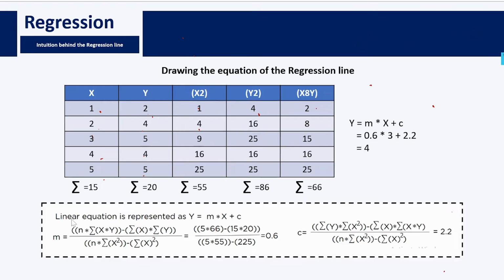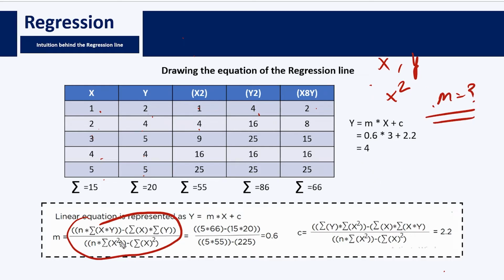Now, just look at the formula. Your linear equation is represented as y equals mx plus c, as we discussed. For calculating m, we are using this particular formula. We have all the values that are used in this formula: we have x, we have y, we have x squared. So we can calculate the value of m. We also have the summation of x squared, meaning the addition of all the values of x squared.